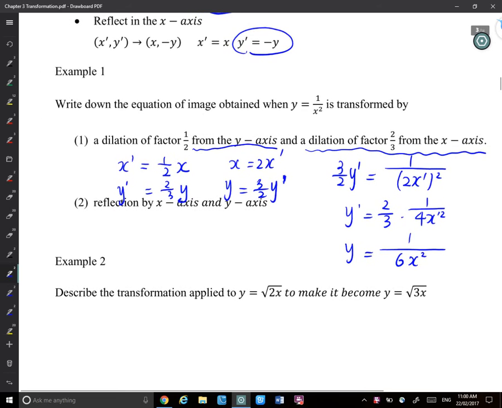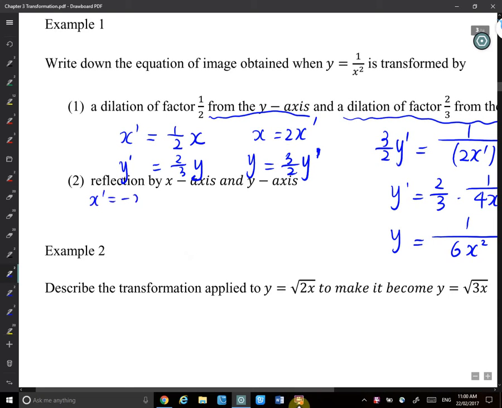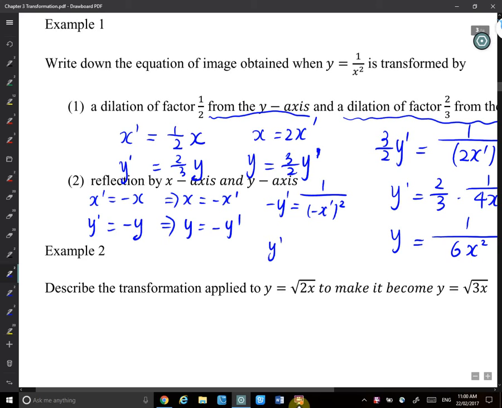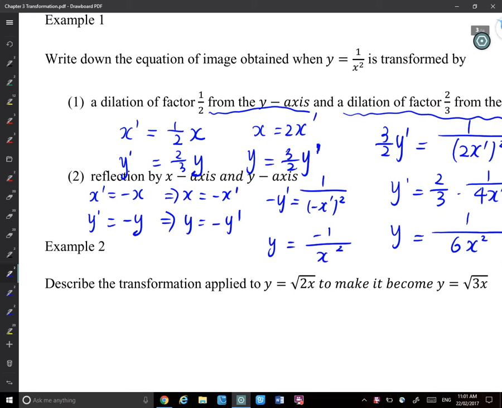Okay, next one is reflection in the x-axis and then reflection in the y-axis. So the new x must be the old x times -1 and the new y will be the old y times -1. So x will be negative x dash and y will be negative y dash. Putting that back, negative y dash equals 1 over negative x dash, the whole thing squared. So y dash will equal -1 over x dash squared. Okay, there's no negative on the bottom, so I can take off the dashes. So y equals -1 over x squared.